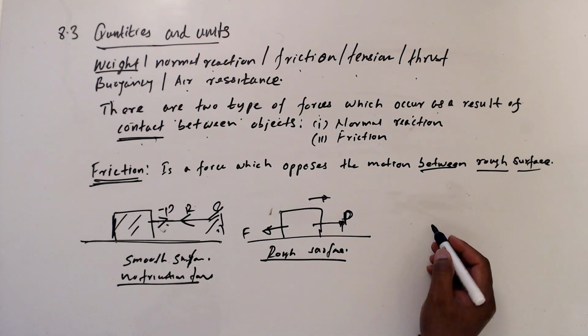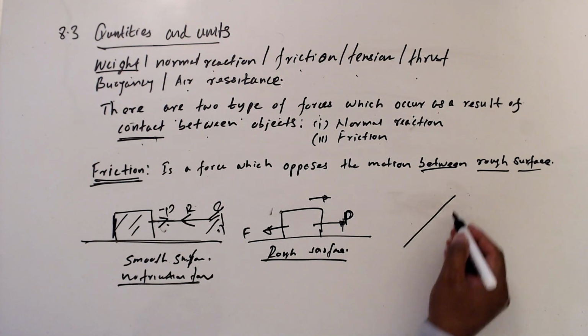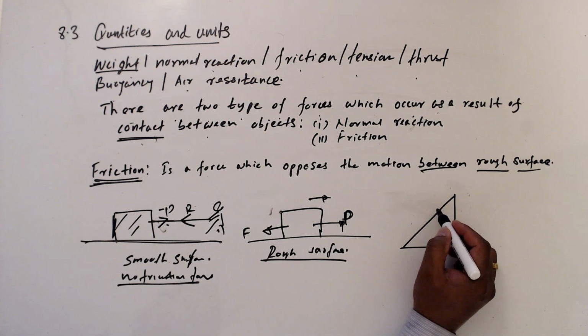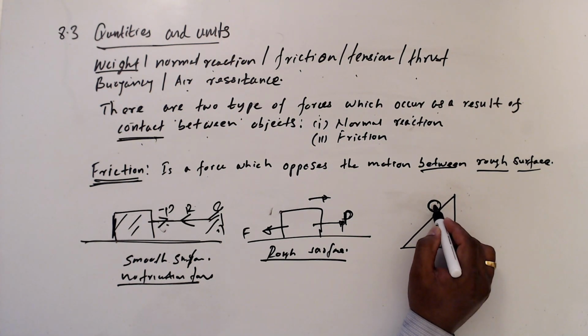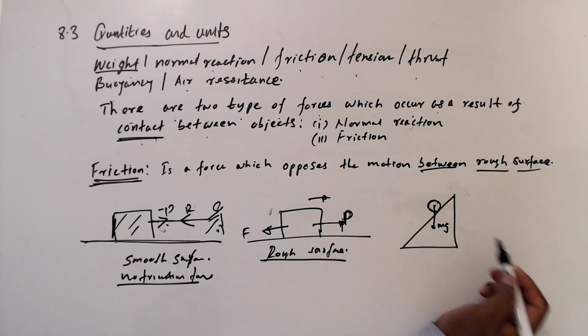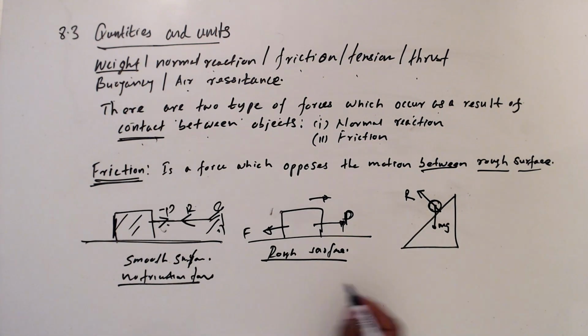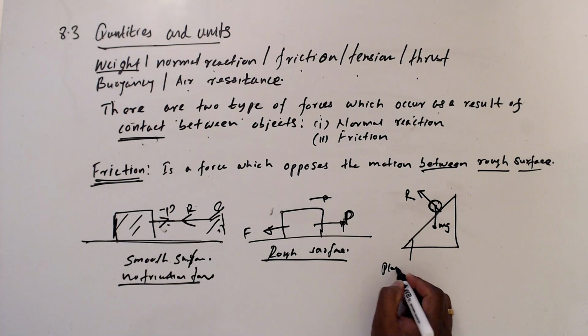Sometimes when you work with sums, we keep the particle on a smooth plane. Then there is the weight, and we know the normal reaction is there, and that's all, because the plane is smooth.